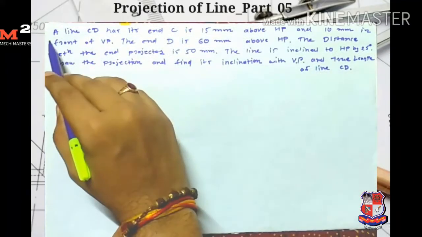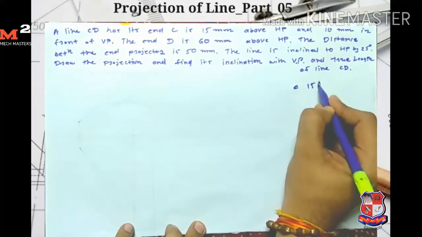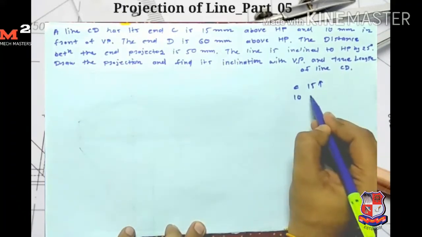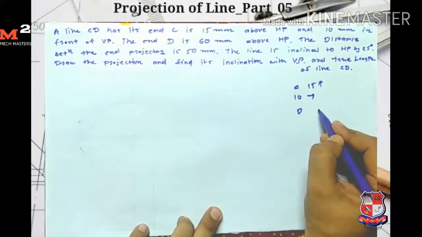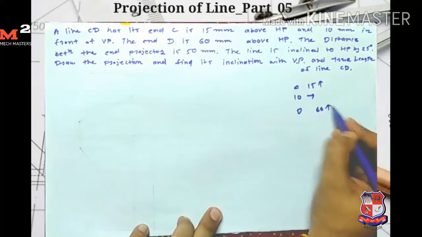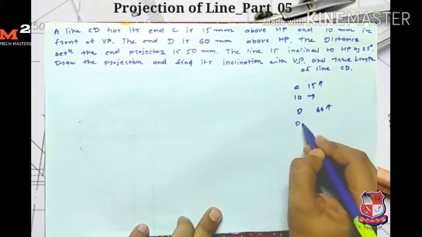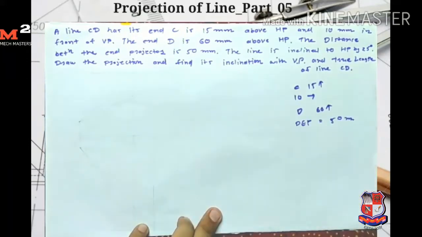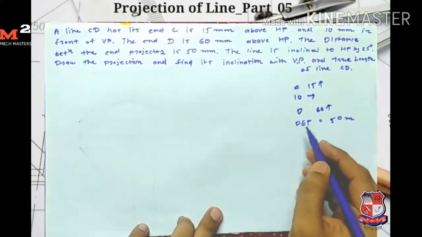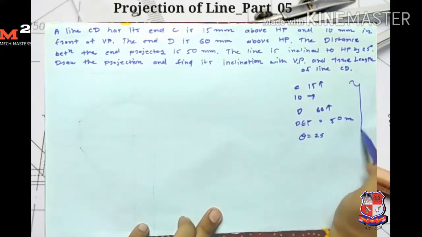Okay, here in this question, the line CD has its end C 15 mm above HP and 10 mm in front of VP, and D is 60 mm above HP, and the distance between the end projectors is 50 mm. Distance between end projectors means the distance between line AA dash and BB dash is 50 mm. The line is inclined to HP by 25 degrees, so theta is equal to 25. Okay, so this data is given.